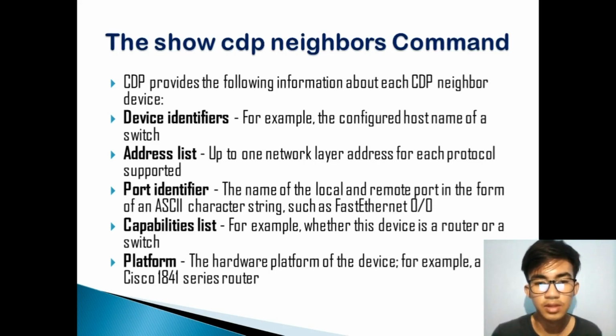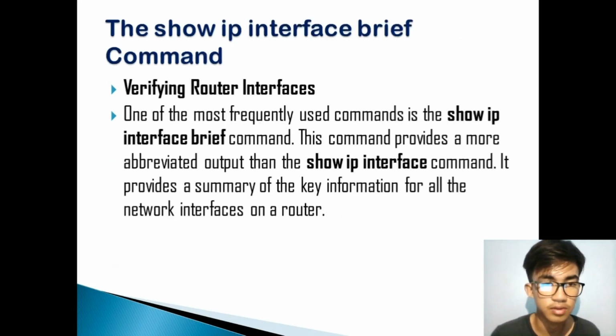Address list, up to one network layer address for each protocol supported. Port identifier, the name of the local and remote port in the form of an ASCII character string, such as FastEthernet 0/0. Capabilities list, for example, whether this device is a router or a switch. Platform, the hardware platform of the device, for example, a Cisco 1841 series router.